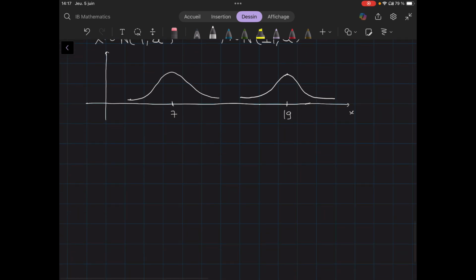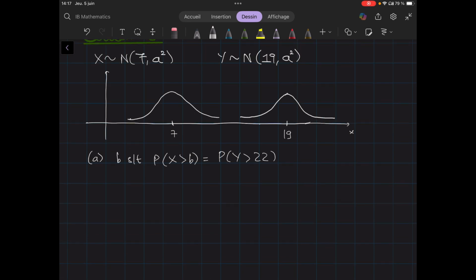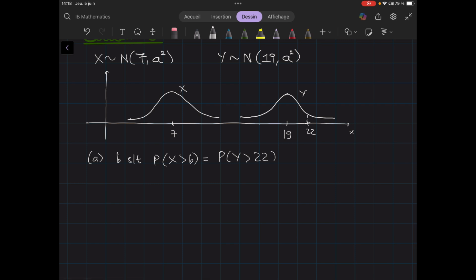Okay. Part A. Find the value of b such that the probability that X is greater than b is equal to P of Y greater than 22. Where is 22? 22 is over here, for example. It doesn't matter, you don't have to be ultra precise with this. If 22 is over here, we are talking about this probability here.